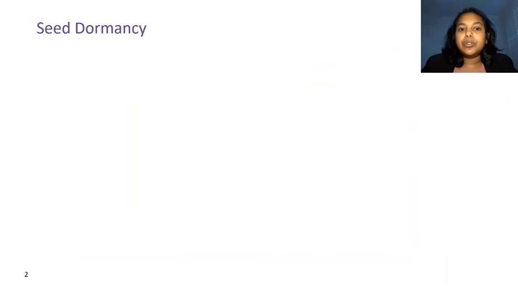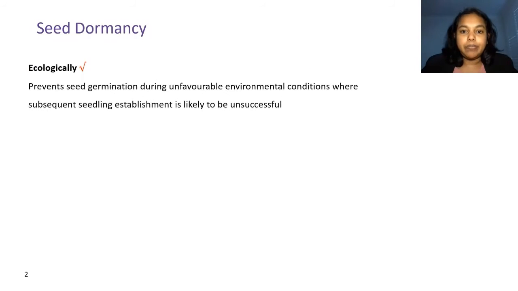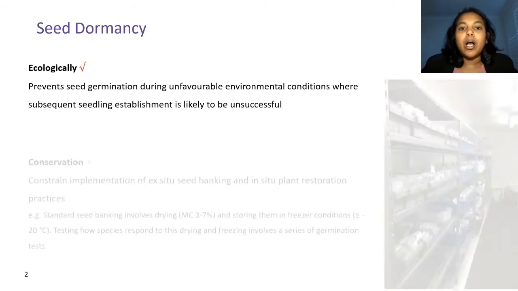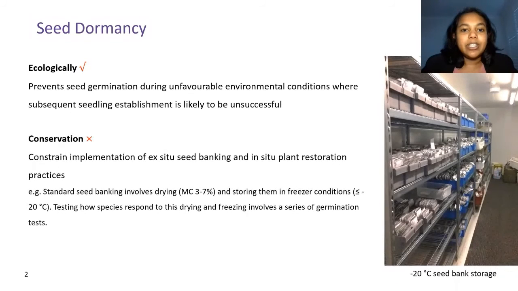As most of you know, seed dormancy is an innate seed trait that controls seed germination. Ecologically, it is important because it can prevent seed germination in unfavorable conditions where subsequent seedling establishment can fail. However, from a conservation perspective, dormancy is problematic.